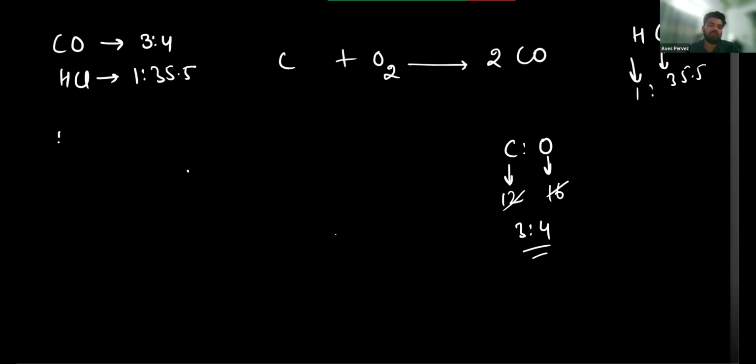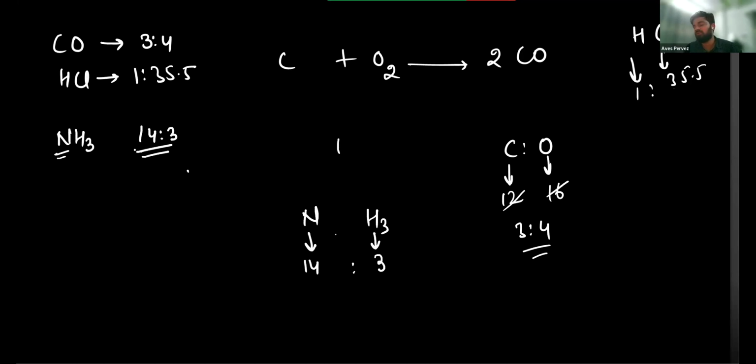Okay, ammonia. Ammonia is NH3. So ammonia has what mass? 14 and 3 hydrogen atoms have 3. The ratio is 14:3 because 1 nitrogen atom and 3 hydrogen atoms. 1 hydrogen atom mass is 1 gram, so the mass of 3 hydrogen atoms will be 3, and 1 nitrogen atom mass is 14. The ratio is 14:3. You understood? Because we cannot further simplify this one. Okay. You got this one? Yes, sir.